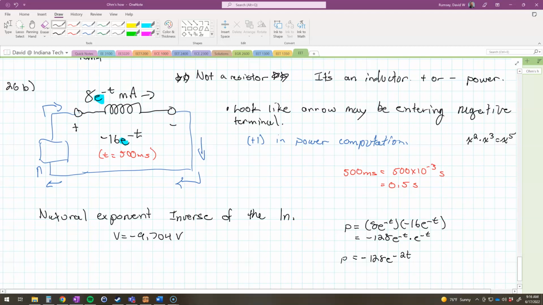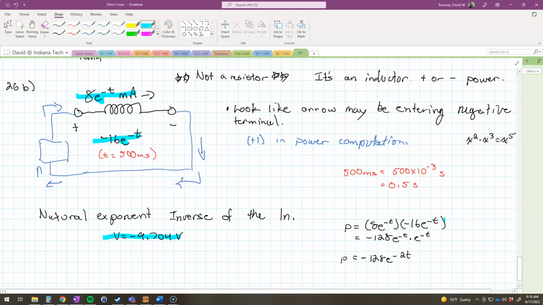But what I would probably do, because there are too many opportunities for me to make algebraic mistakes doing it the other way, is just use these equations here to compute the voltage and current and then multiply the answers together. And then, of course, making sure that my sign convention is correct.